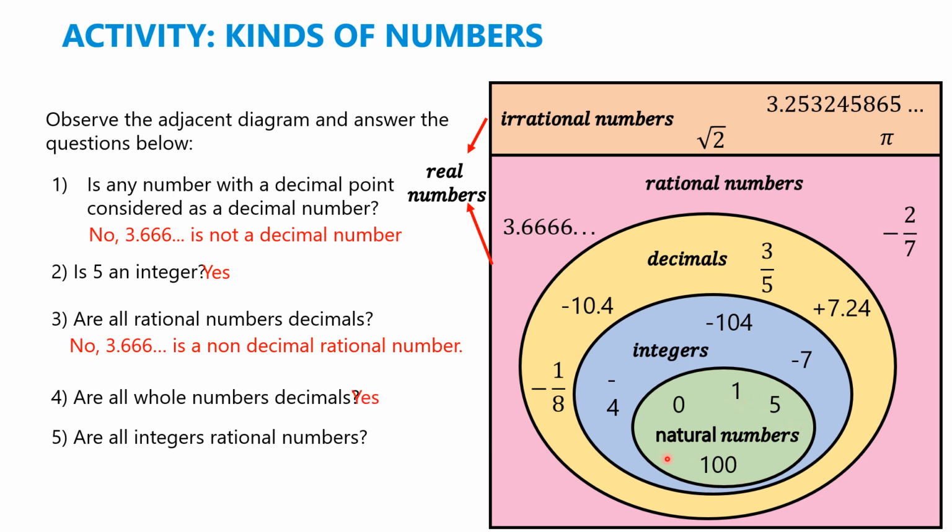So yes. 5. Are all integers rational numbers? Look at the integers. Are all of them rational? Yes, the blue circle is inside the pink box. So they are rational numbers.